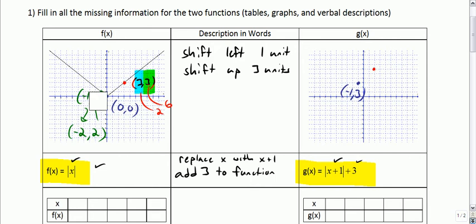Oh, I'm looking at this. Okay, I found my mistake. The original point I had was -1, +1. So that's going to change things. So -1, left 1 is -2. 1 up 3 is 4. -2, 4. So that puts me here. So there's my new graph.